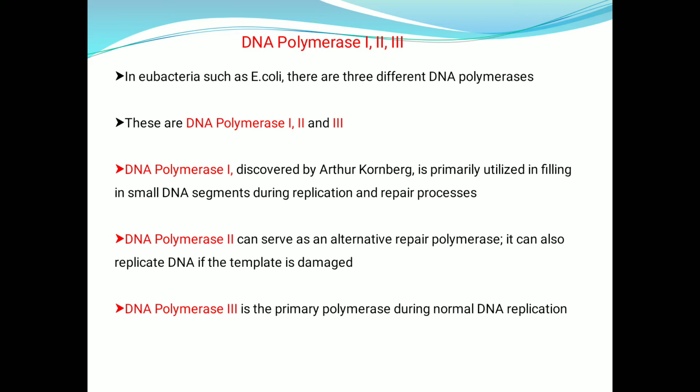In E. coli there are actually 5 types of DNA polymerases: DNA polymerase 1, 2, 3, 4 and 5. But here we discuss only 1, 2 and 3. In eubacteria such as E. coli, there are 3 different DNA polymerases, called DNA polymerase 1, 2 and 3. DNA polymerase 1 was first discovered by the scientist Arthur Kornberg, who subsequently won the Nobel Prize for his work. The function of DNA polymerase 1 is primarily filling in small DNA segments during replication and also repair processes. It will just fill the gaps in the DNA during replication and the repair processes.